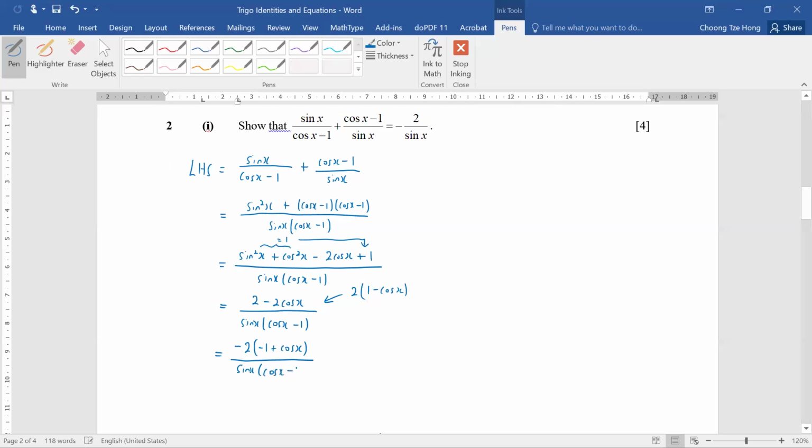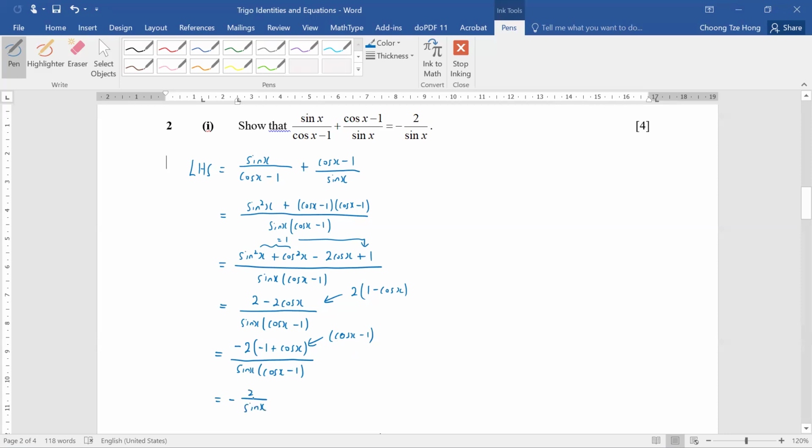Okay, cosine x minus 1. So this 2 is the same. Negative 1 plus cosine x is the same as cosine x minus 1, so we can actually remove it. This one is actually the same as cosine x minus 1, so we can cancel it off and we'll be left with what they want us to show.